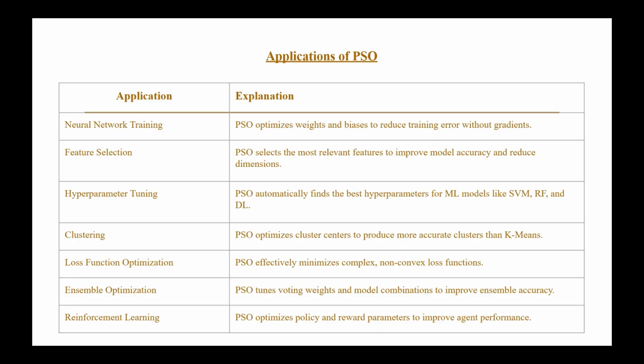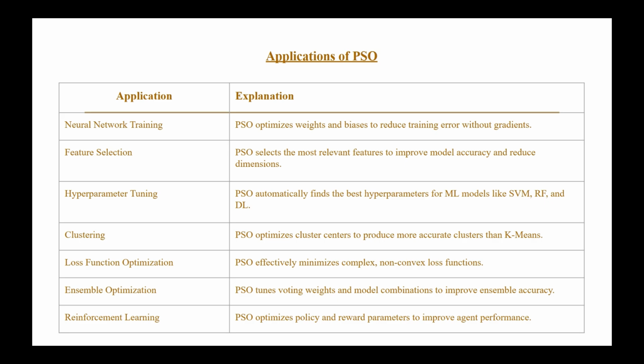The following are the applications of PSO. The first application is neural network training. It optimizes weights and biases to reduce the overall errors without using any gradient, saving us time and also saving us memory. Next is feature selection. It selects the most relevant features, which improves the model accuracy and also reduces dimensions.